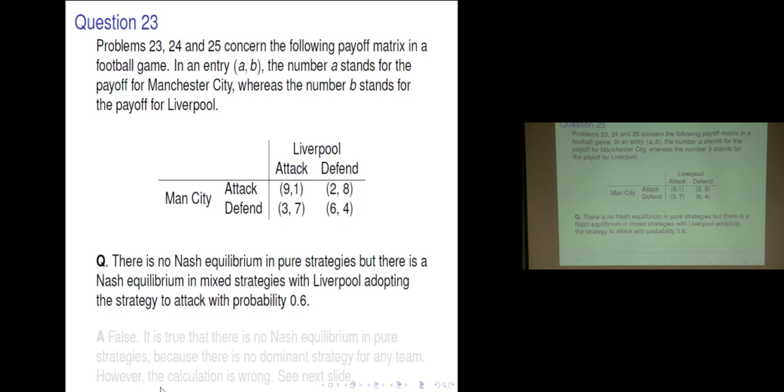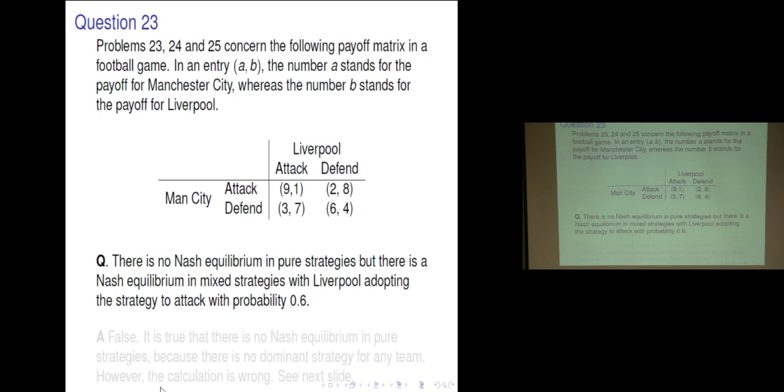So first, is this correct? There's no Nash equilibrium in pure strategies. Well, the answer is, this first sentence is correct because there's no dominant strategy at all, right? So if you look at the numbers, there's no Nash equilibrium. So the first part is correct. But there is a Nash equilibrium in mixed strategies. This is also correct, right? Because we know that in finite games, there's always a Nash equilibrium in mixed strategies.